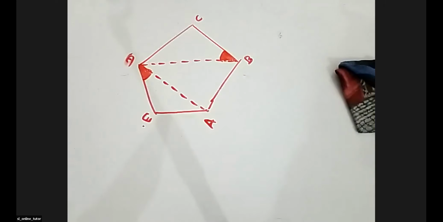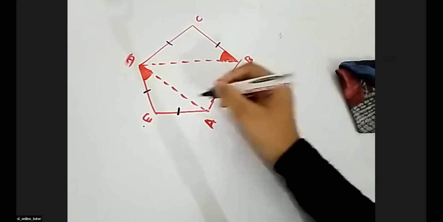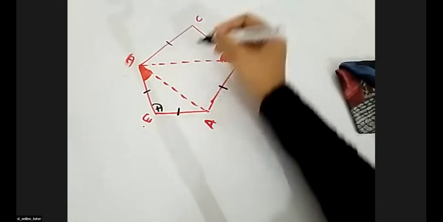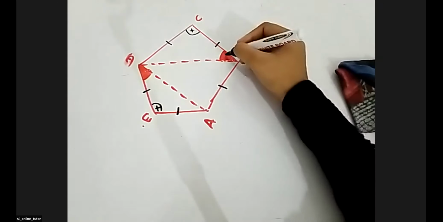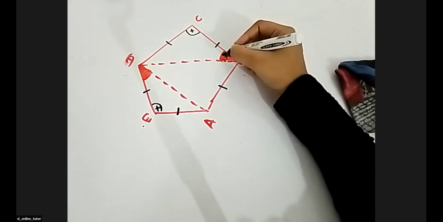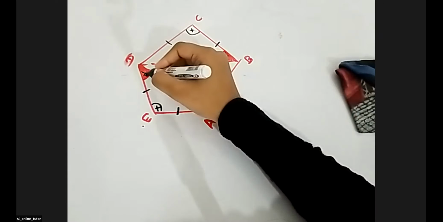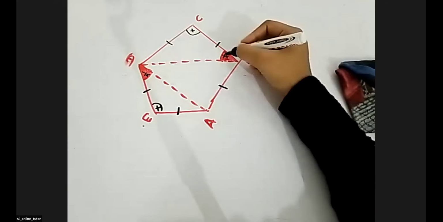So it says it's a regular pentagon. What are the special properties of a regular pentagon? All sides are equal, and all angles are equal. Is it correct? Yes, it is correct. All angles are equal. So if I tell this one as X, this is also X, this is also X. No. This is half X, right? This is also half X.